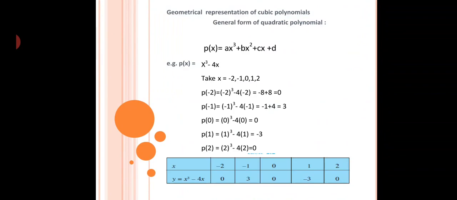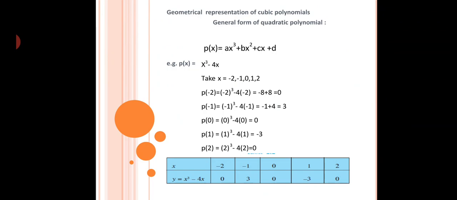Now we talk about geometrical representation of cubic polynomial. The general form of the cubic polynomial is, by mistake, printed here as quadratic, but correct it to cubic polynomial. Sorry for the mistake, just correct it. It is cubic polynomial. So the general form of the cubic polynomial is ax cube plus bx square plus cx plus d.